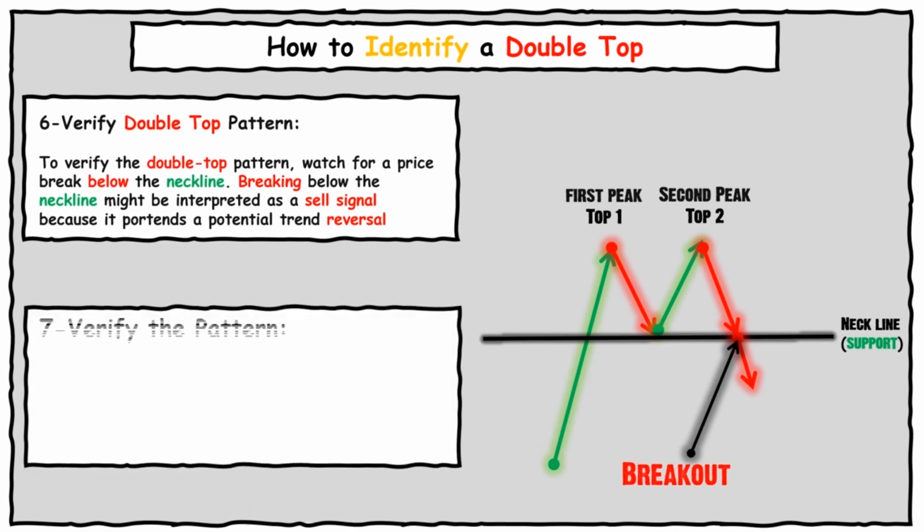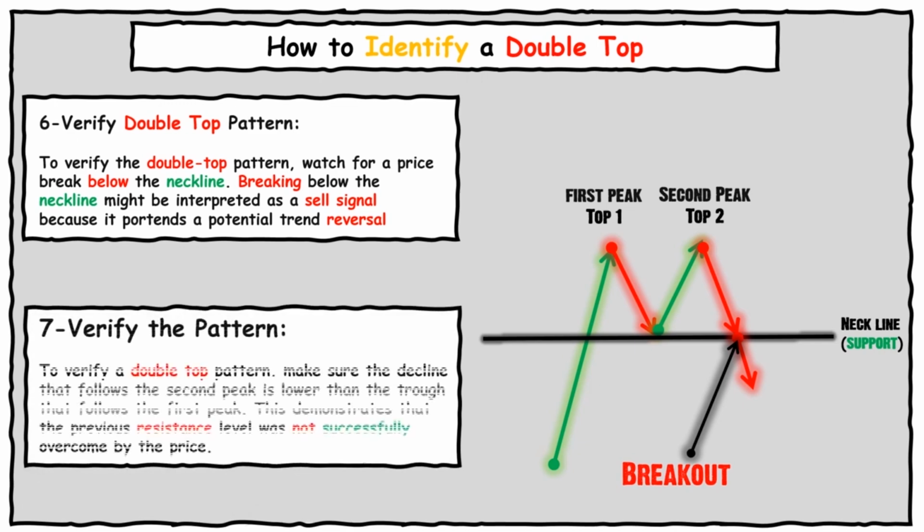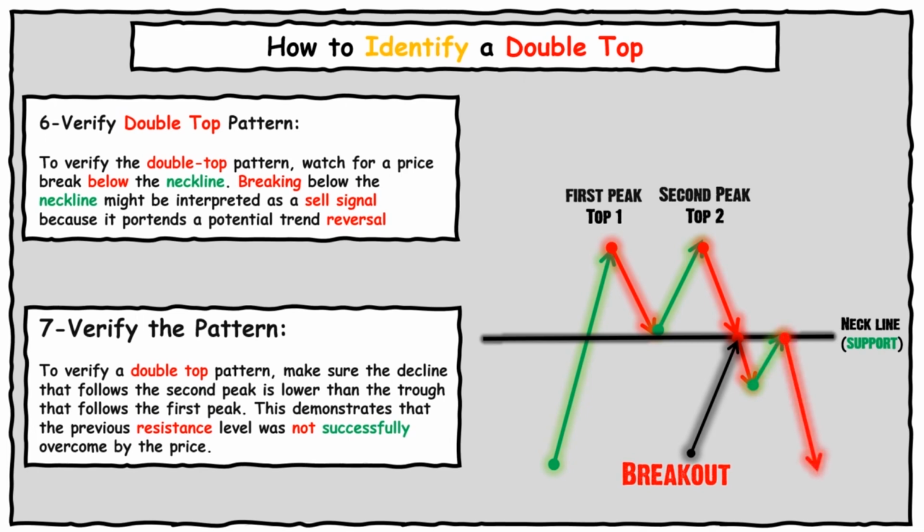7. Verify the pattern. To verify a double top pattern, make sure the decline that follows the second peak is lower than the trough that follows the first peak. This demonstrates that the previous resistance level was not successfully overcome by the price.